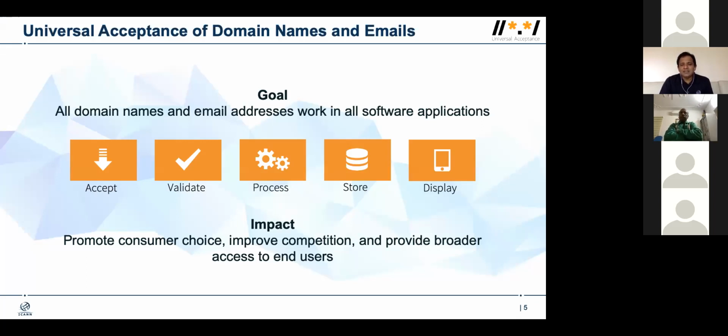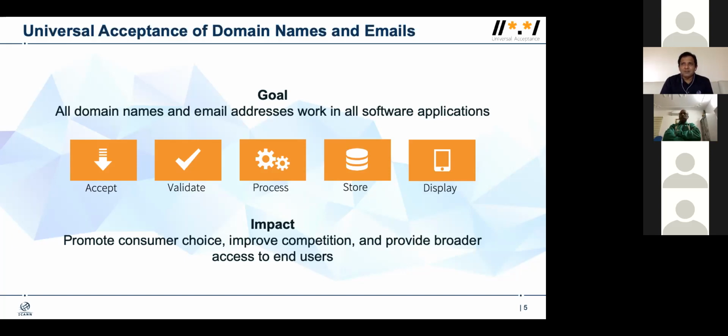So as you can see, the goal is that all domain names and email addresses should work in all software applications. Sometimes you might wonder, okay, why are we talking about it now? Because we have been using software applications, domain names and email addresses all these years. But you also have to understand the fact that DNS has also evolved over a period of time, especially the top level domains and so on.